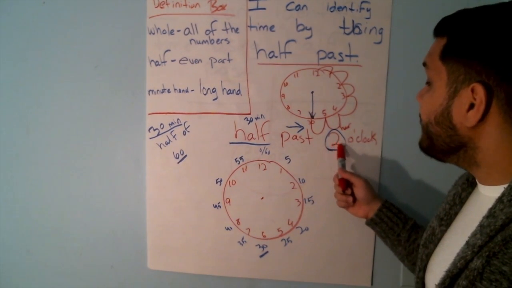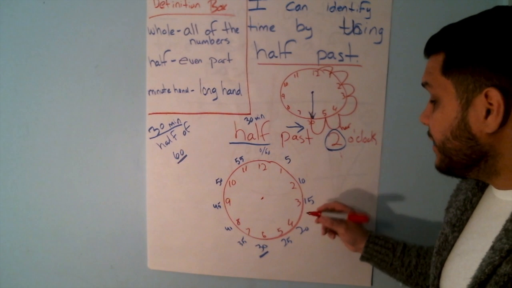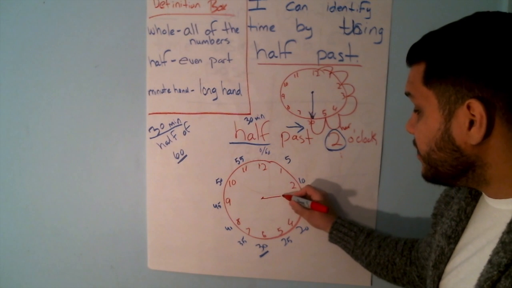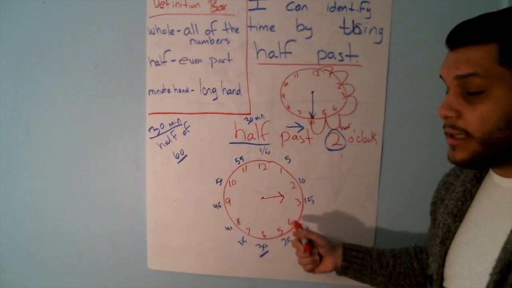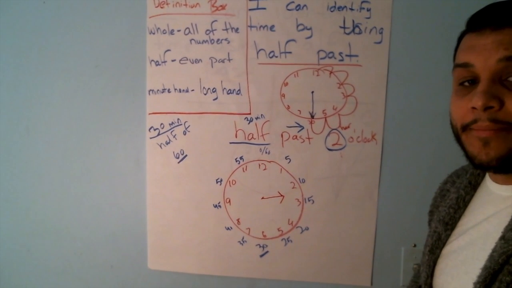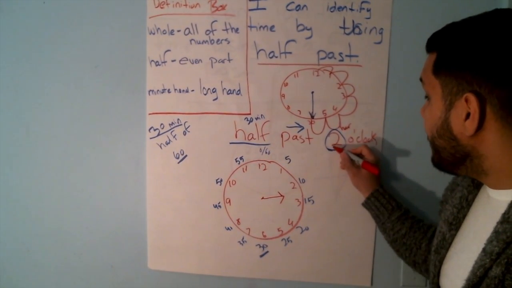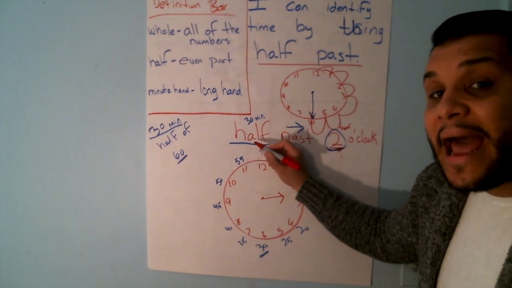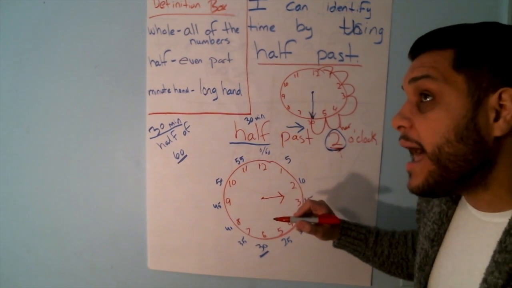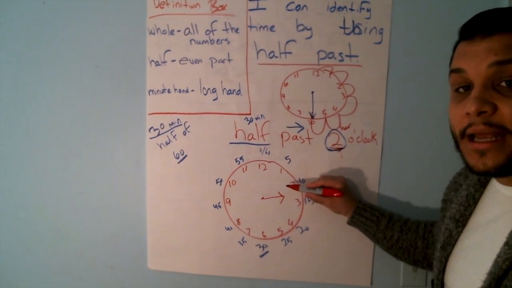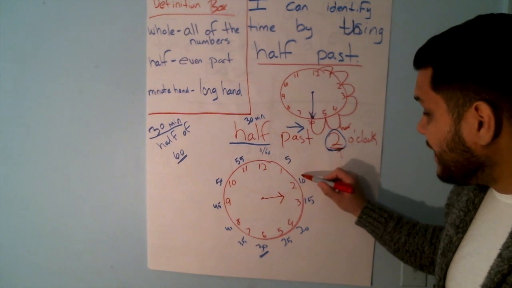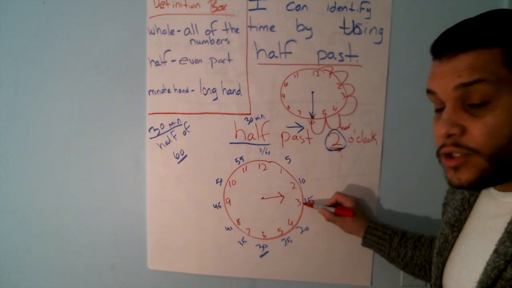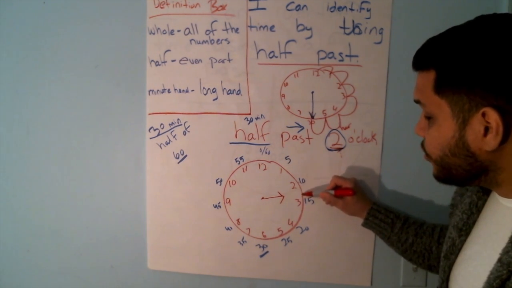Because I'm past 2 o'clock, my hour hand should be in between the 2 and the 3. Because I'm past 2 o'clock, but I'm not at 3 yet because I'm only halfway there. So I'm halfway to the next hour. I started at 2, but I'm halfway to the next number, which is 3. So that's why my hour hand is going in between the 2 and the 3.